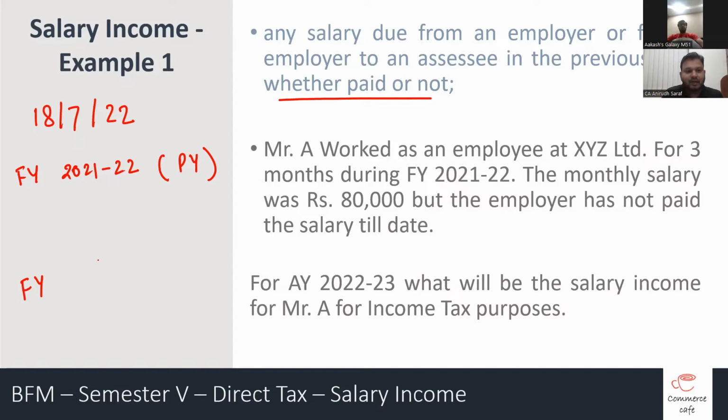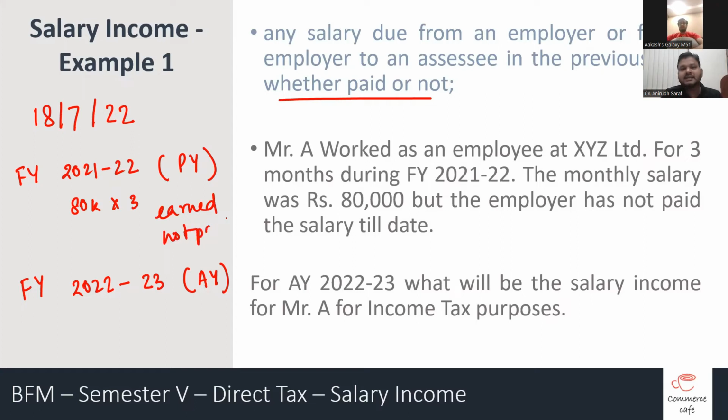Correct? Yes, sir. Financial year 2022-23, this will be considered as the assessment year. In the assessment year, we charge to tax or we do an assessment for income earned in the previous year. So in the previous year, Mr. A earned a salary of 80,000 into 3. It was earned but not paid. Now, the Income Tax Act tells you whether paid or not does not matter. You have to impose tax on that income. So the fact that it is not paid will not make any difference. The answer will be, in this assessment year, the total salary income will be 2,40,000.